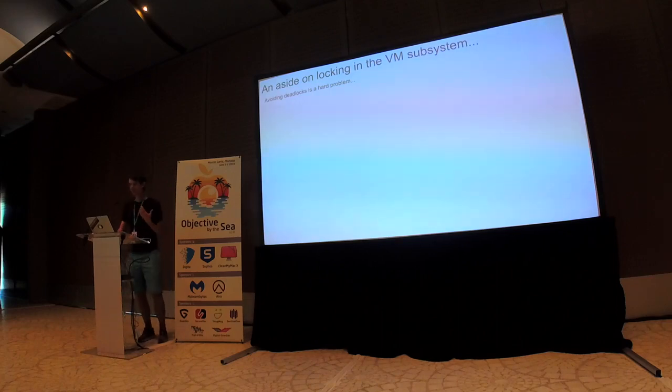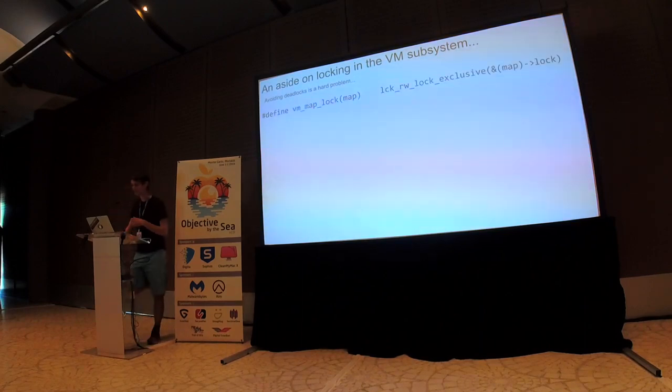So let's look first at how that lock is actually used. An aside on locking in the VM subsystem: avoiding deadlocks is a hard problem, as it says there, and it is a hard problem. So this is their macro for taking the VM map lock. I have to find vm_map_lock, some very long function, lock_read_write, lock_exclusive, map_lock. It doesn't matter for the moment what this actually does, but that all looks like a fairly standard way to take a lock: call something with lock in it.